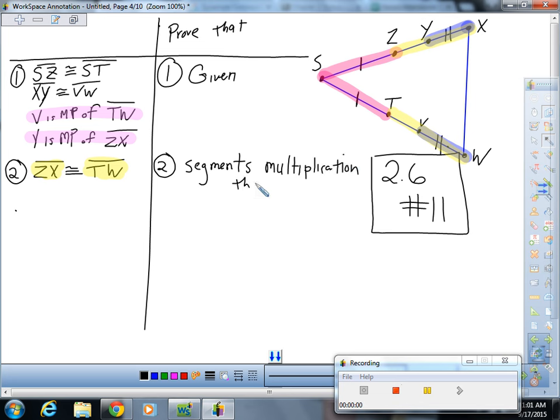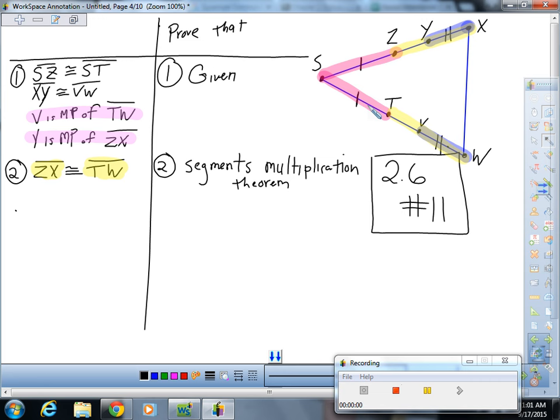Some of you might say, is that a property? Yes, it's both. So you can put a segments multiplication theorem or segments multiplication property. Now, look what we have. We have that ZX is congruent to TW. We have that SZ is congruent to ST.